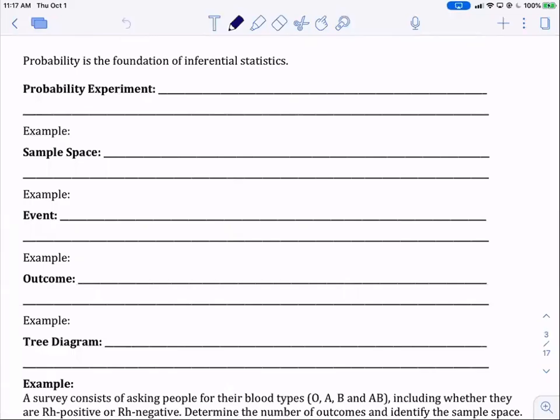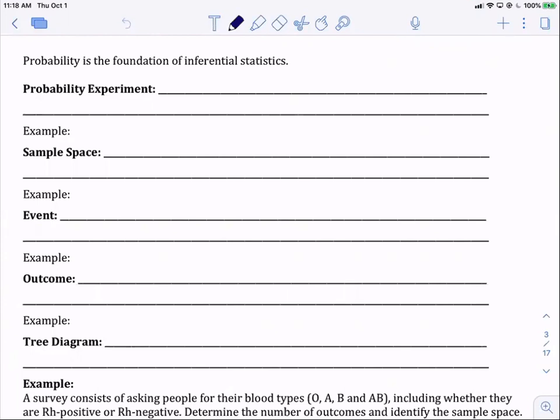All right. Okay, so 3.1, looking at probability. We're going to have some vocab just talking about some of the basics, and then we're going to look at the 3 different types of probability. Probability is the foundation of inferential statistics, which is what we're going to primarily be looking at the remainder of the semester or the school year.